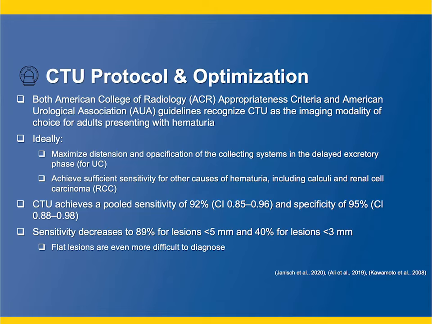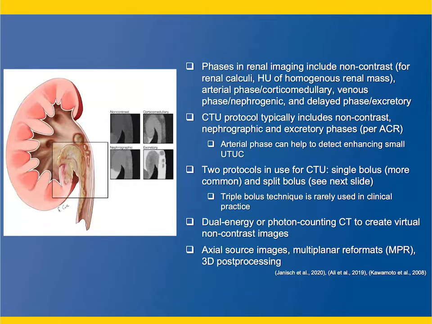You want to be very, very careful. And when done correctly, CT has a very high sensitivity and very high specificity. Obviously, the smaller the lesion, the more difficult it is to diagnose. Now, we talk about the different phases. If I'm going to look at hematuria, we do a 4-phase study. We do non-contrast, then we do arterial, venous, and delayed phase imaging.